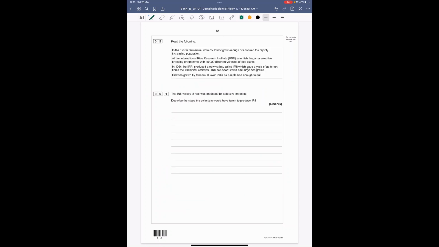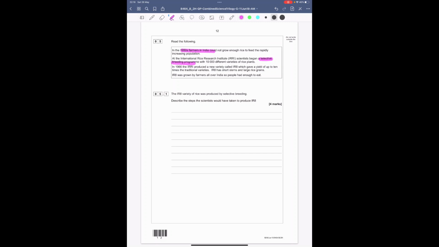Okay, so question 5 then. It says, read the following. In the 1950s, farmers in India could not grow enough rice to feed the increasing population. At the International Rice Research Institute, scientists began a selective breeding program with 10,000 varieties of rice plants.